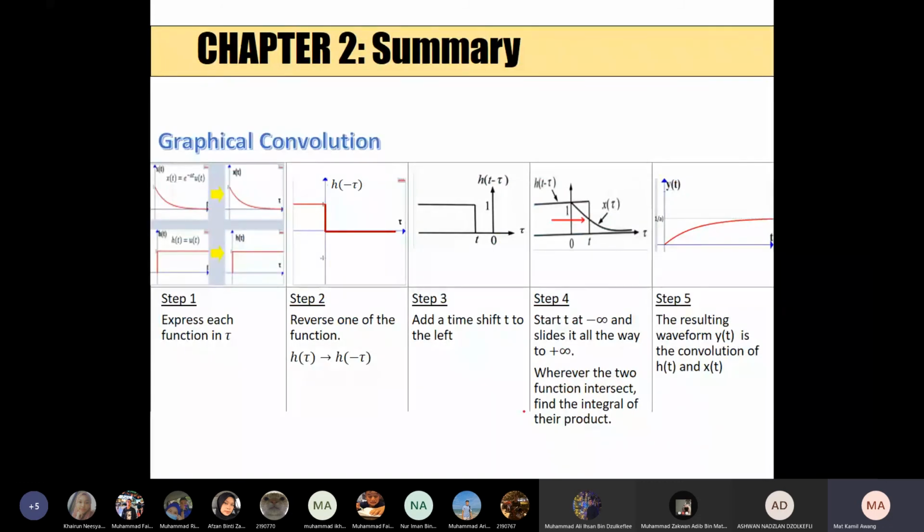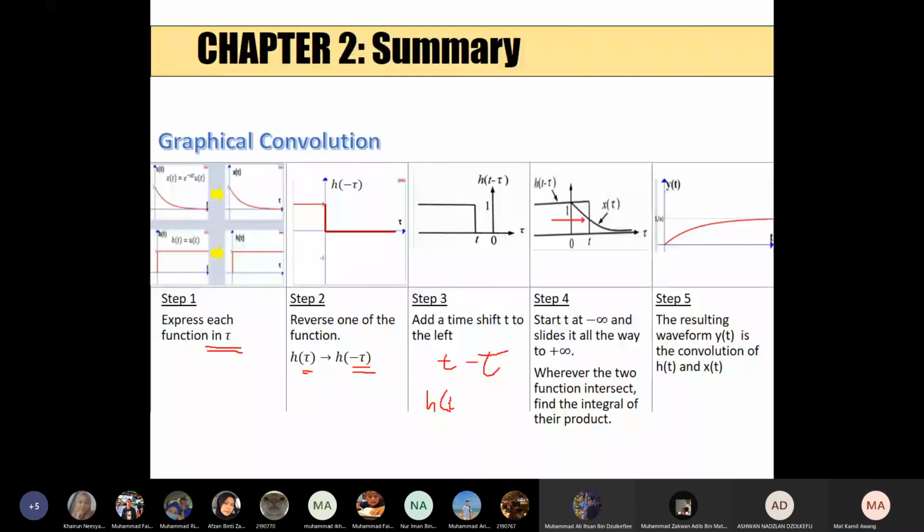If not, this is the basic summary of the graphical convolution. Step 1, you express the function in tau. Basically, you just change the t to tau. Step 2, you do the reversal. From tau, reverse to minus tau. Step 3, you add the time shift, so you add the t minus tau. This becomes h of t minus tau.